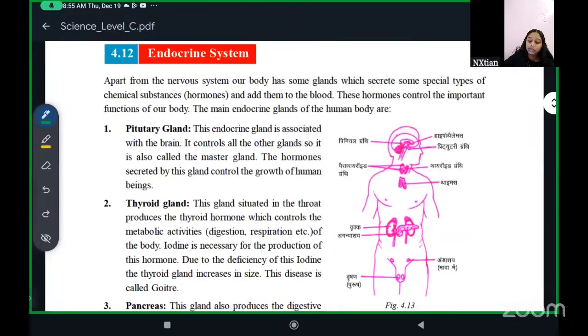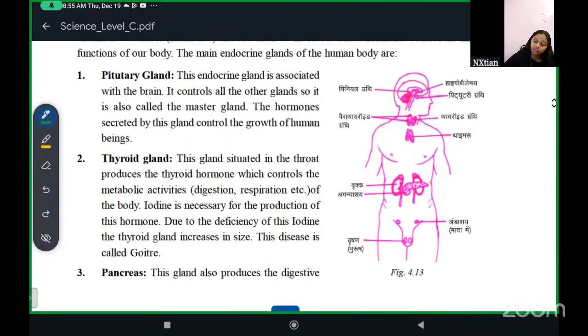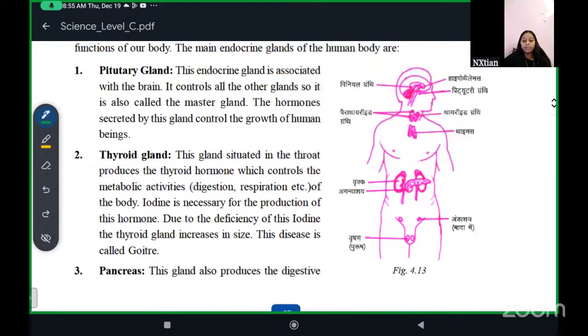All right. Then we have the endocrine system. Apart from the nervous system, we have the endocrine system, which is made up of different glands, useful for different kinds of functions. The main endocrine glands are, first, the pituitary gland. This is associated with the brain and controls all the other glands, so it is also known as the master gland. Hormones secreted by this gland control the growth of human beings.